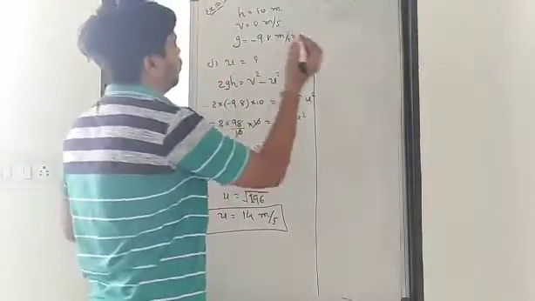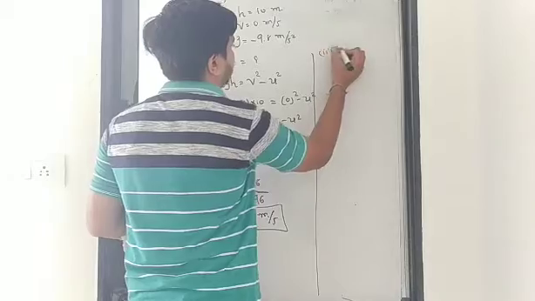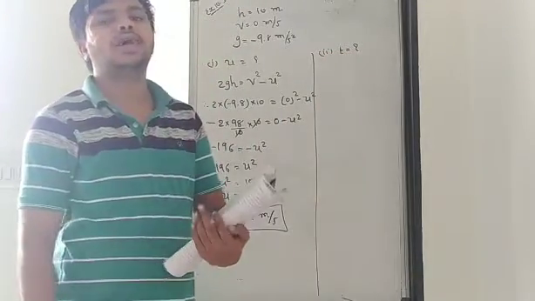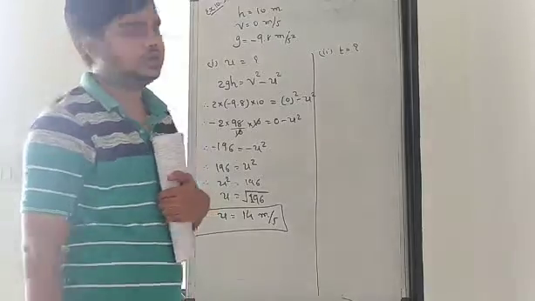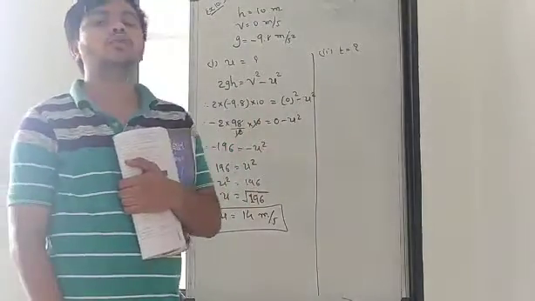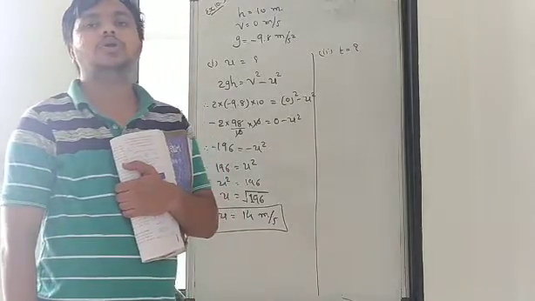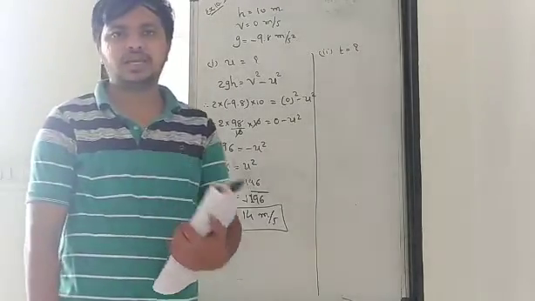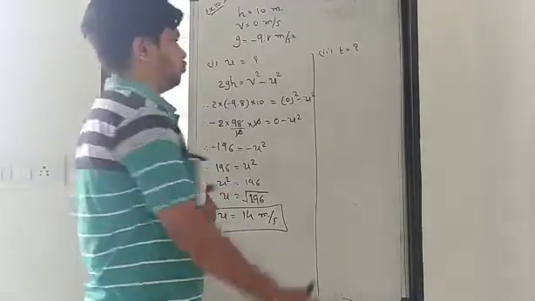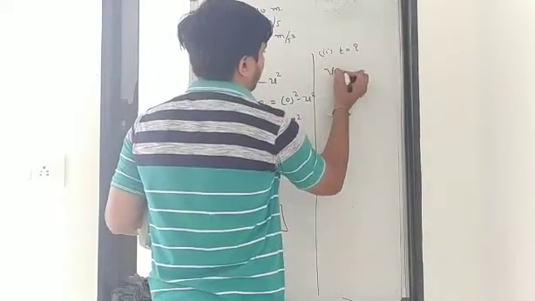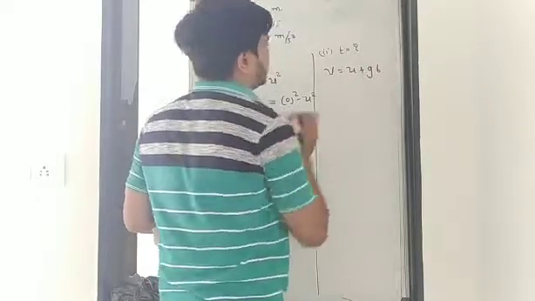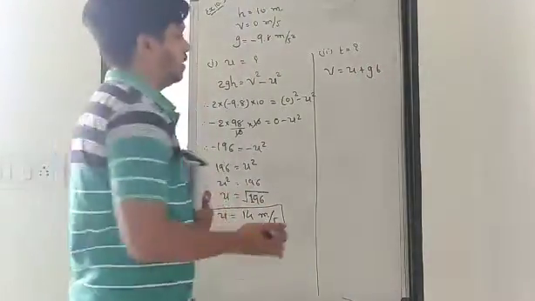Now in the second one, you have to find out the time t. What is the time it takes to reach the maximum height? So you have to find out t, and you can use any of these equations, either v is equal to u plus gt, or h is equal to ut plus 1 half gt square. So we are using the easy one, v is equal to u plus gt, where we are taking the value of g as minus, right?